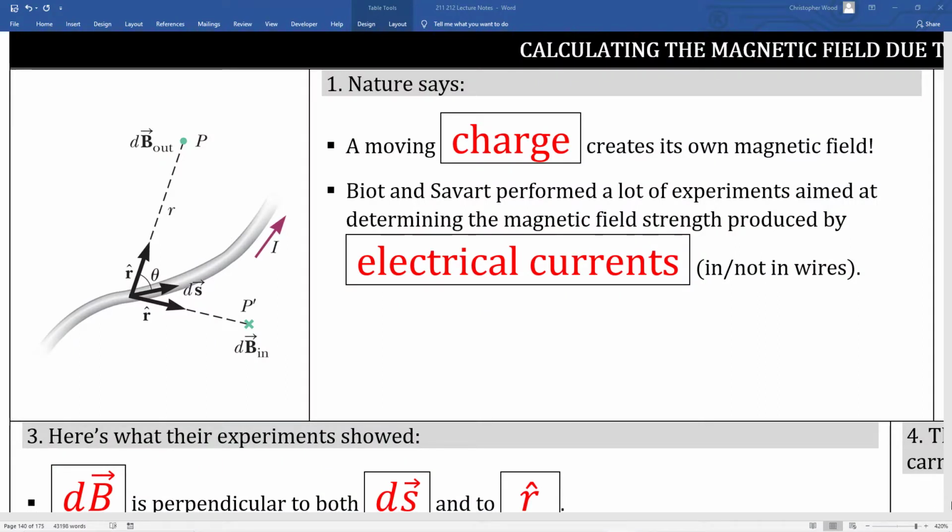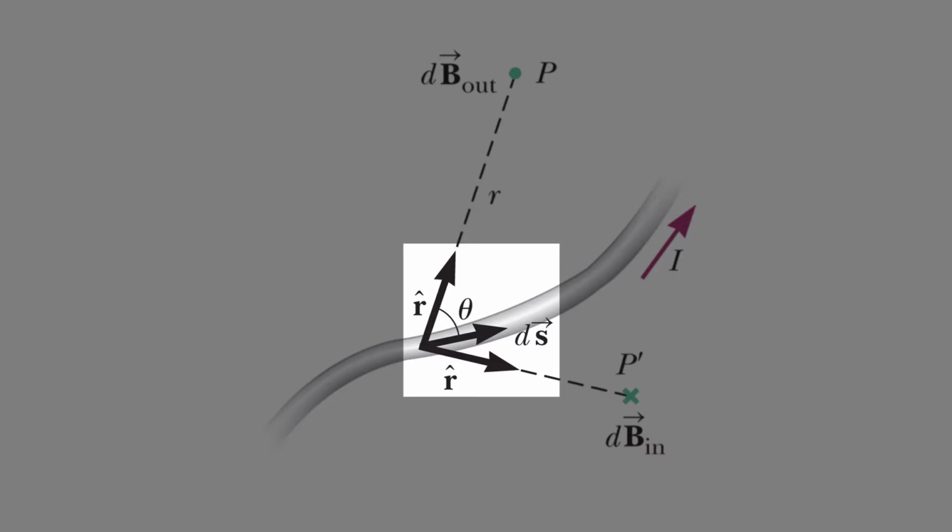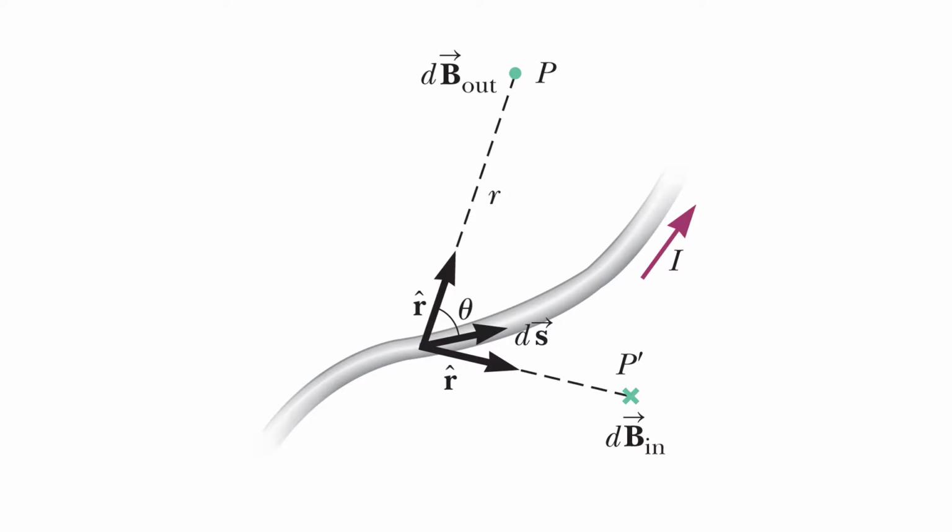Let's examine this odd-shaped wire. Our job is to figure out the strength and direction of the magnetic field created by the current flowing through this wire, specifically at point P and point P prime. We see the direction of the conventional current. We're going to take an infinitesimally small segment of wire. The length of this tiny segment is ds.